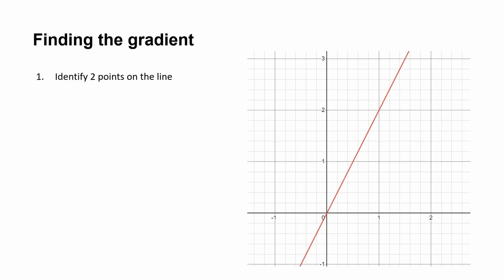So we have a concept of what the gradient is, but we need a consistent and reliable way of calculating the gradients of straight lines. So the way we do this is we identify 2 coordinates on our straight line like we've shown here and write them out. So we've got our x2, y2 and our x1, y1.